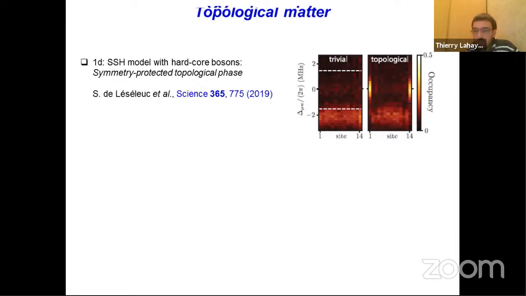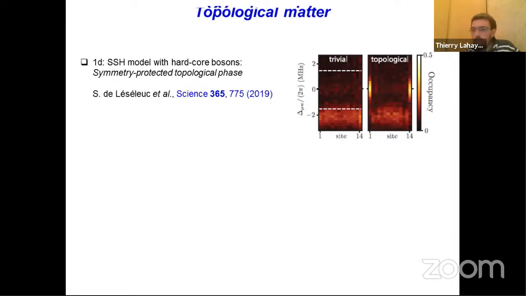And this is something that we could really do with this platform, which I think is kind of hard to do, for example, with ultracold atoms in optical lattices, because when you put numbers, it's kind of hard to have such strong interactions.